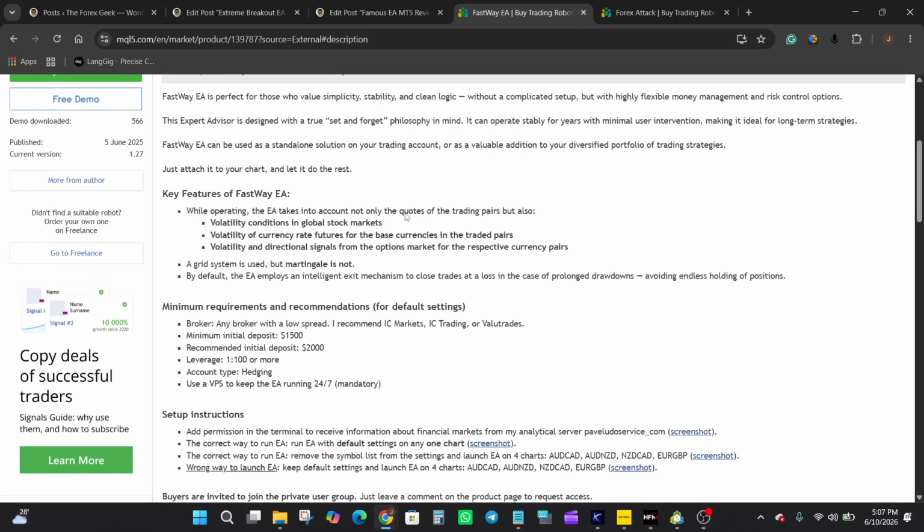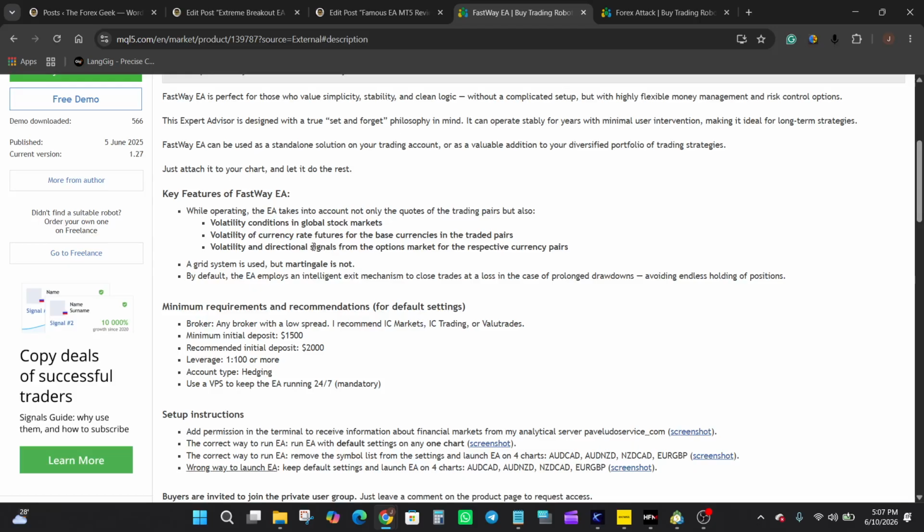It also takes into account multiple volatility inputs, not just price action. That includes volatility conditions from global stock markets, currency futures, and even options market signals tied to the traded pairs. So it is clearly trying to use broader market context, not just chart movement.